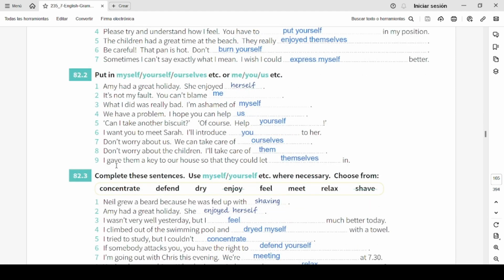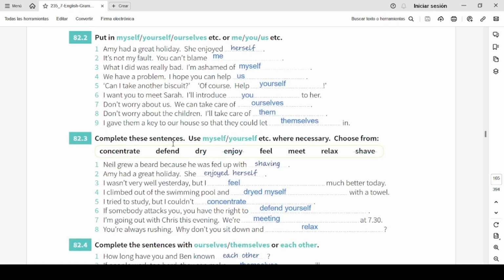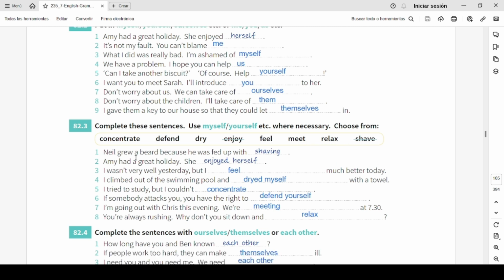Okay, the next part, 82.3. Complete the sentences. Use myself, yourself, where necessary. Choose from this list of verbs: concentrate, defend, try, enjoy, feel, meet, relax, and shave. Okay, let's read the first and the second one.